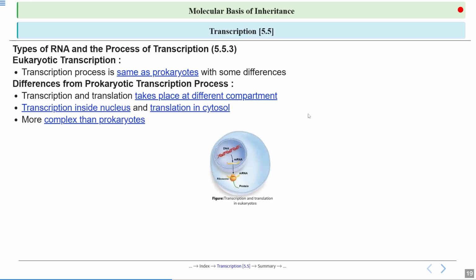We have studied in prokaryotes that transcription and translation are coupled. Means transcription and translation are happening simultaneously, because they don't have any well-defined nucleus. But in eukaryotes, transcription and translation take place in different compartments. Transcription occurs inside the nucleus and translation occurs in the cytosol. Okay, and definitely the process is more complex than in prokaryotes.